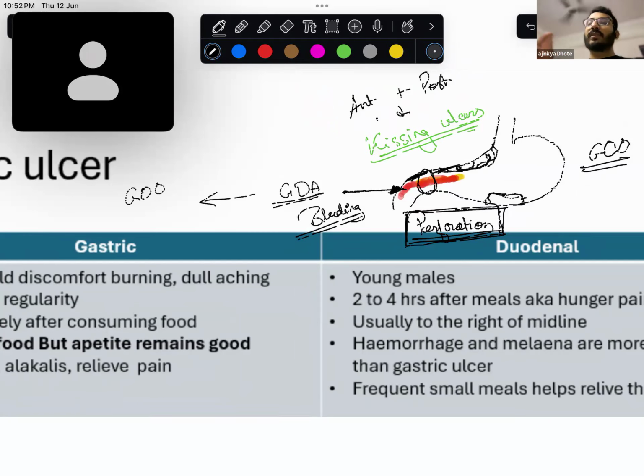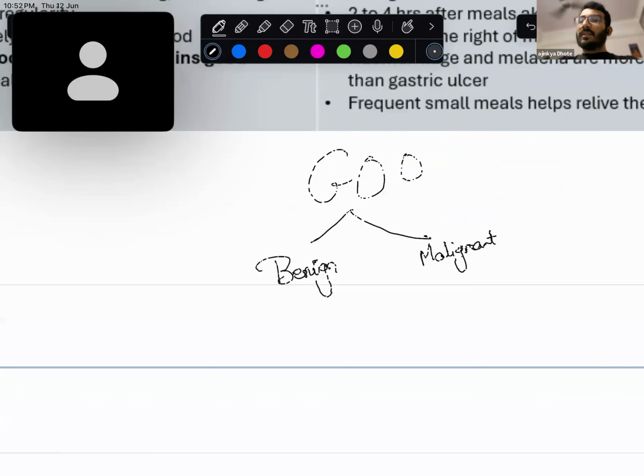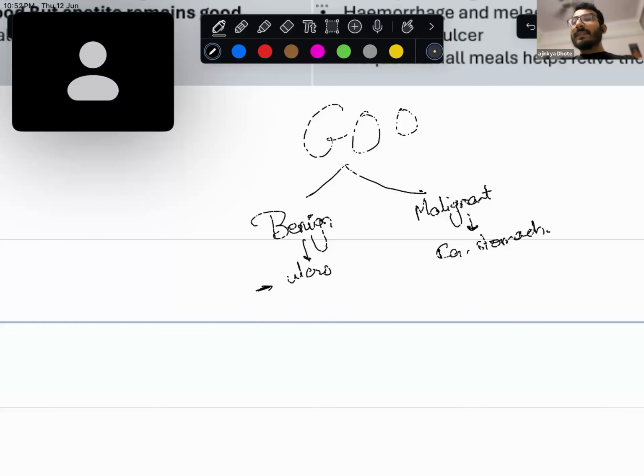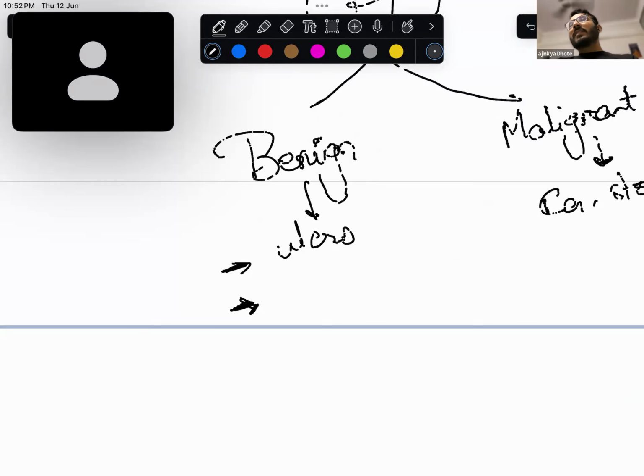GOO, again, gastric outlet obstruction, can present either because of a benign etiology or a malignant etiology. Benign etiology can be your ulcers, and your malignant etiology will be classically carcinoma stomach. Apart from this, there are a few other reasons which need a small stress. You know the congenital condition that you see more commonly in children, congenital hypertrophic pyloric stenosis. This is another most common cause of gastric outlet obstruction.